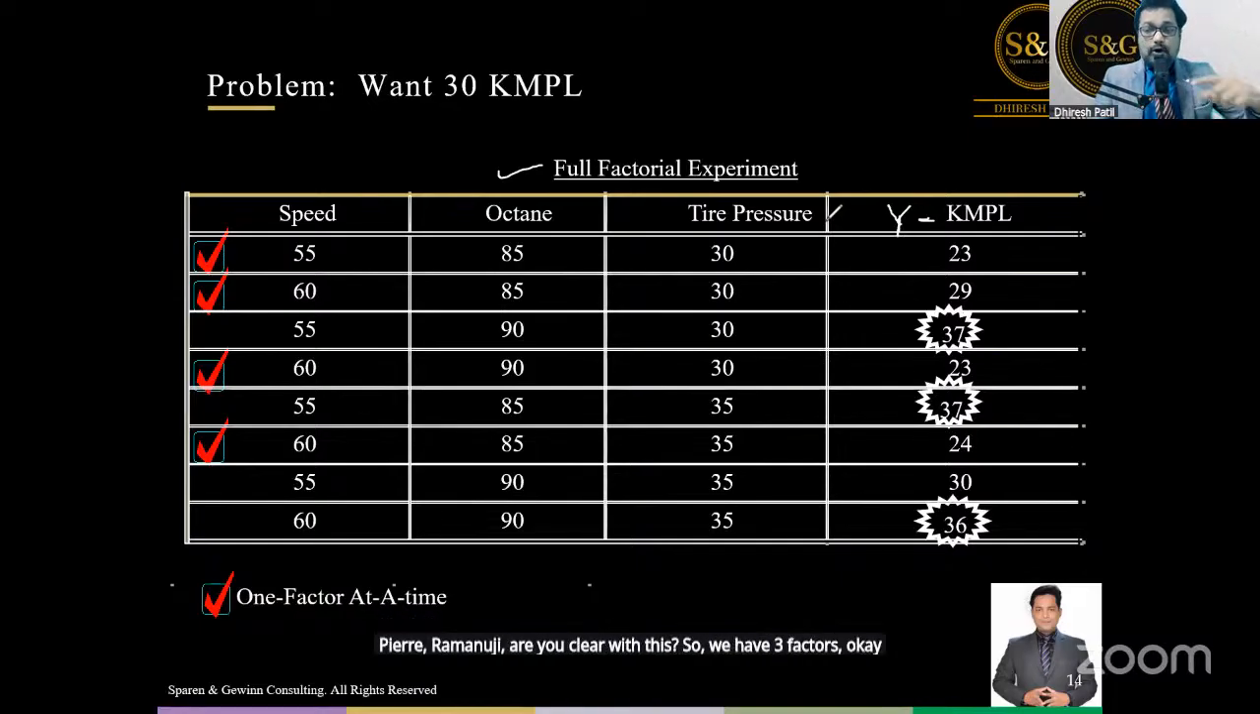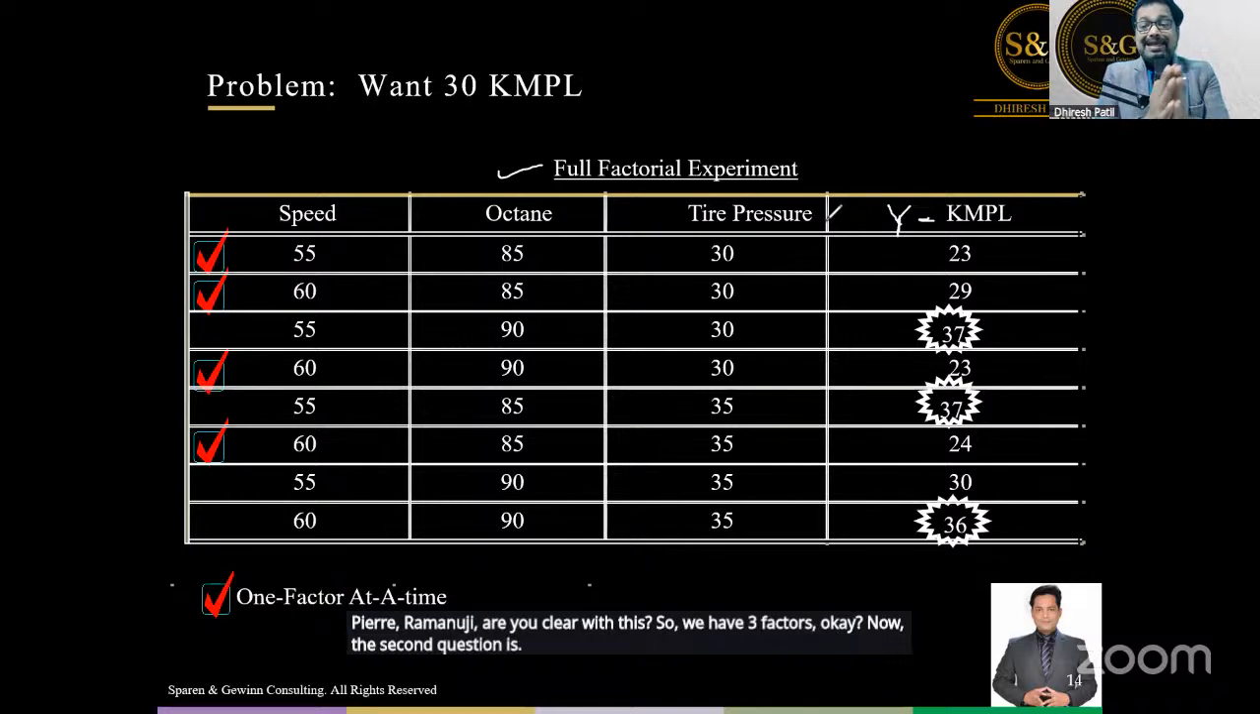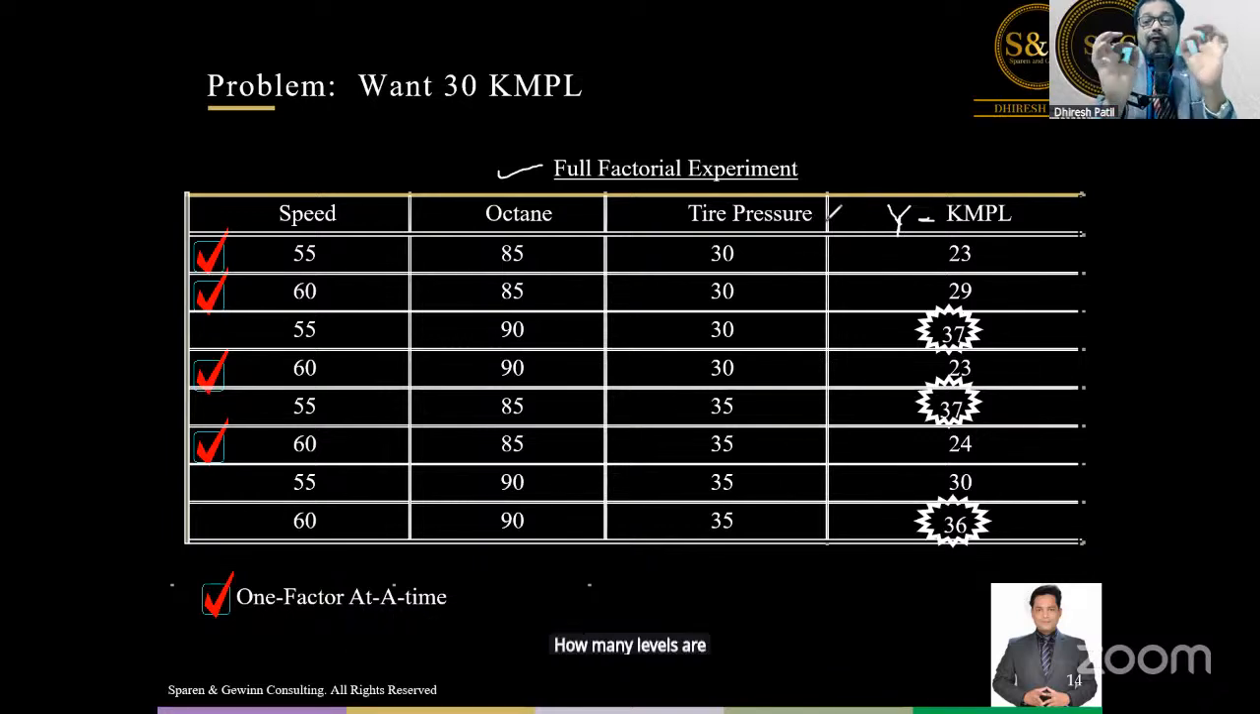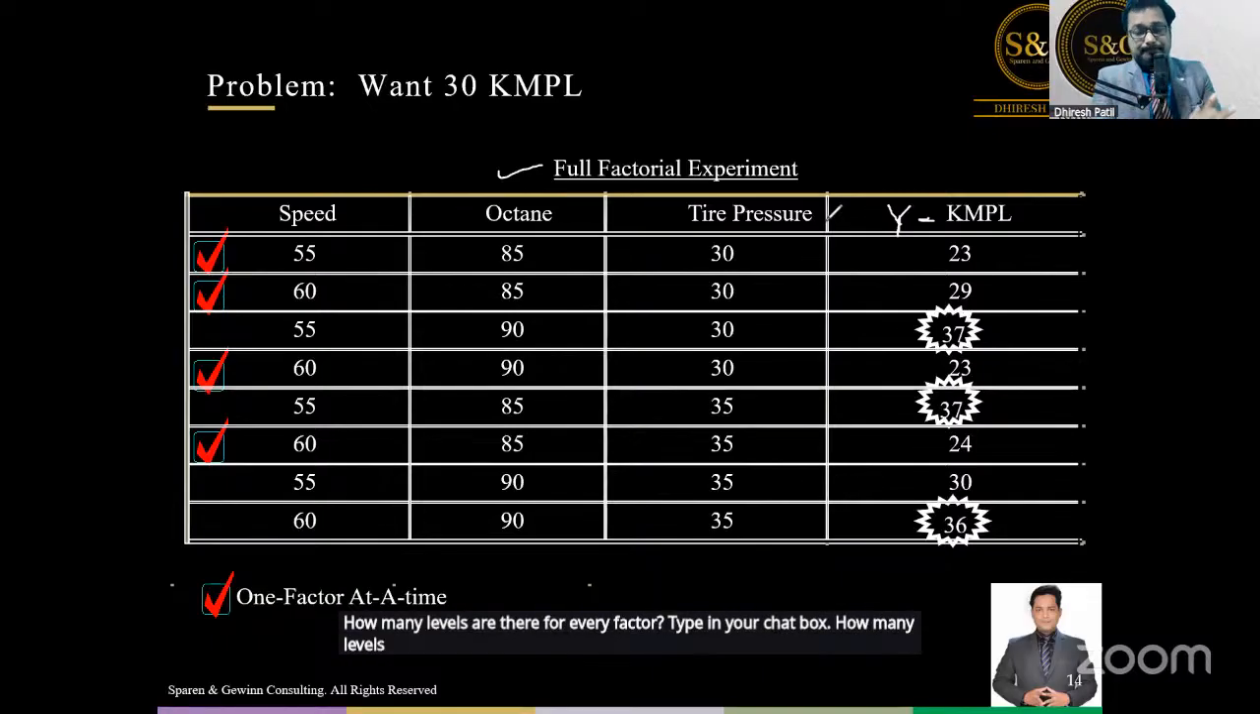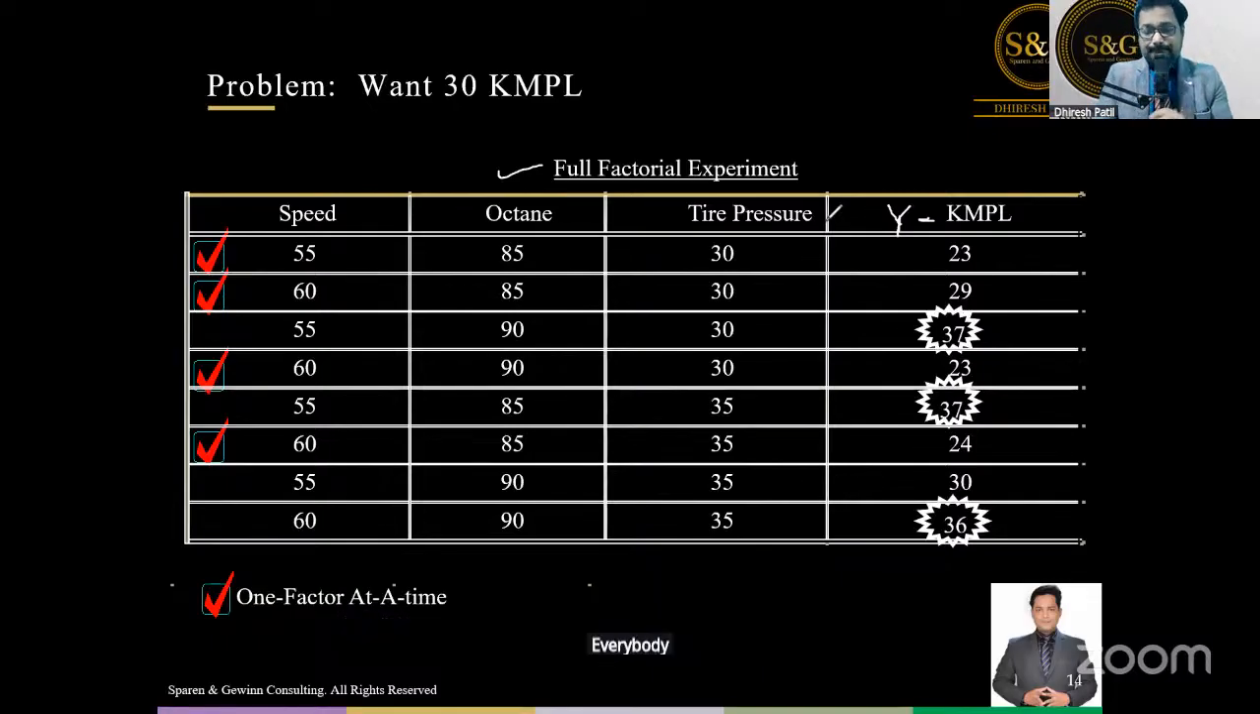Now the second question is, how many levels are there for every factor? Type in the chat box. How many levels did we try here? 2 levels per factor, right? So speed 55 and 60, octane 85 and 90, tire pressure 30 and 35. These are only 2 levels per factor, right?